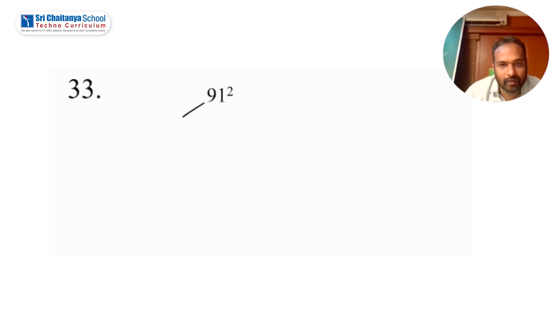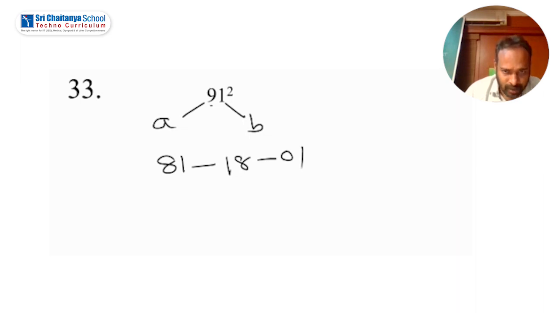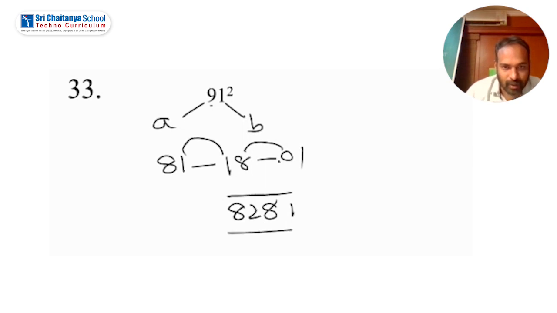91 square. What's the value of A here? 9. What's the value of B here? 1. A square, 81. What's the next step? 2AB. 2 into 9, 18. 18 into 1, 18. Then B square means 1 square, which is 01. Drop 1. So 18 plus 0, 18. Drop 8. 1 plus 81, 82. So the answer is 8281.